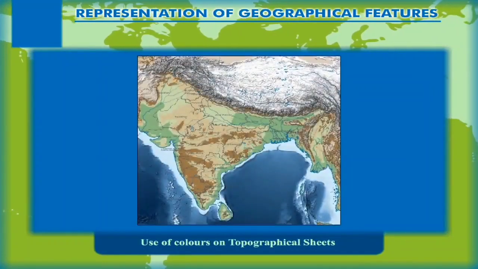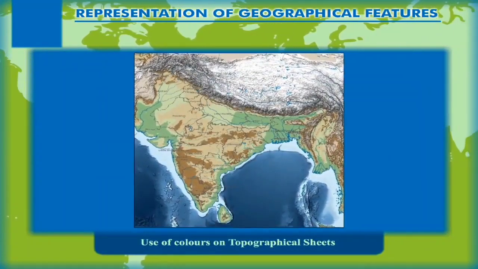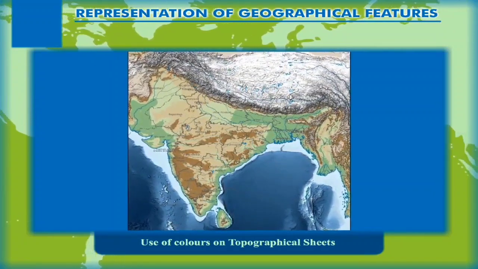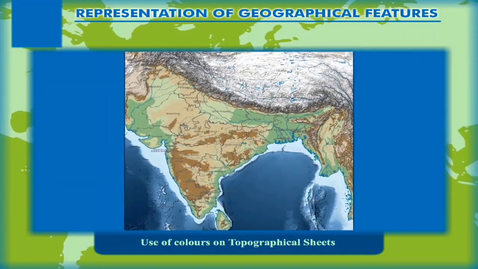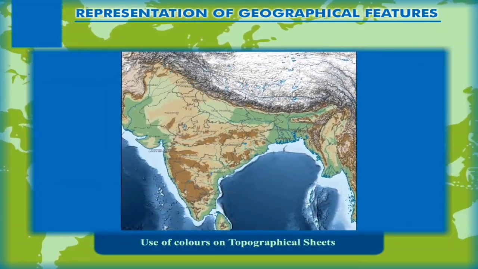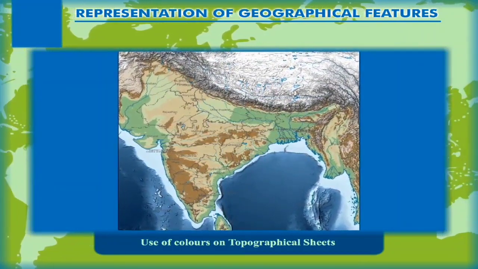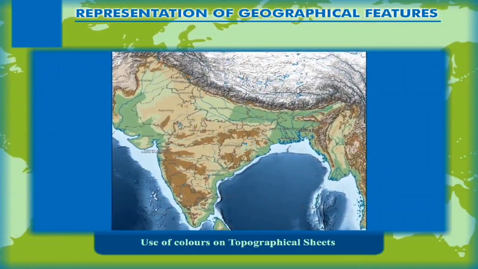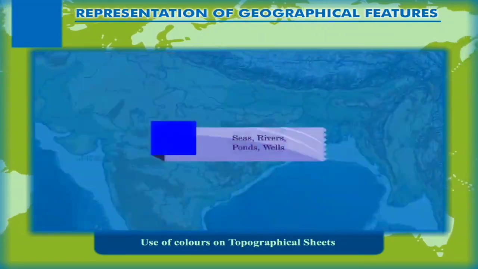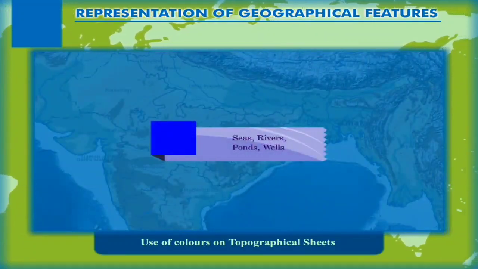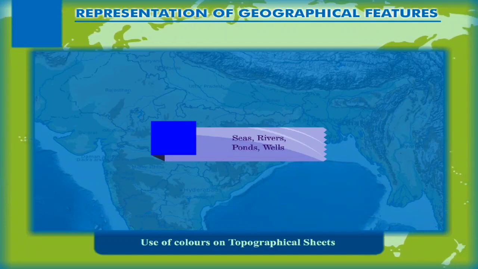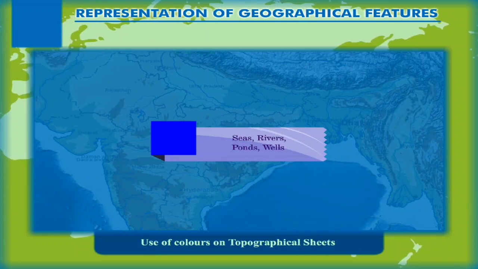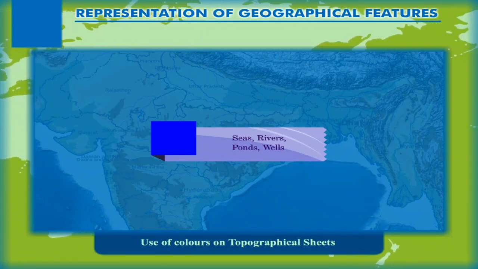Use of color on a topographical sheet. Many colors are used on a topographical sheet to represent certain physical, economic or cultural features. The details are as under. The blue color is used to show all physical features associated with water such as sea, rivers, ponds, wells, etc.